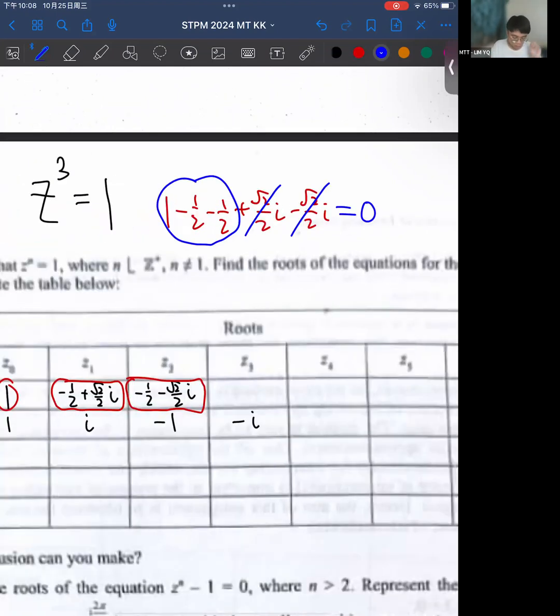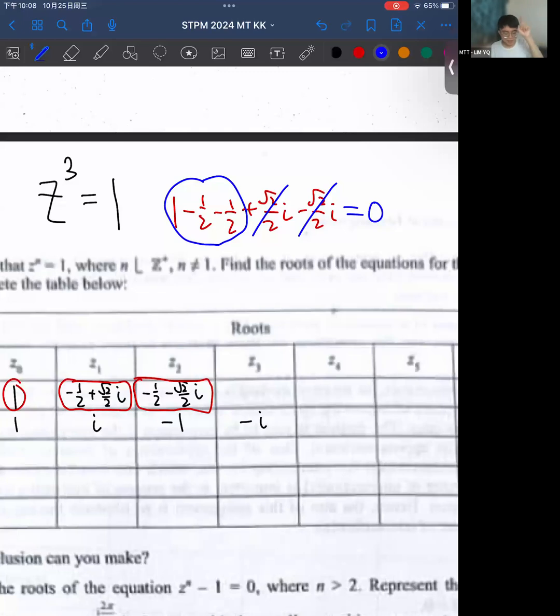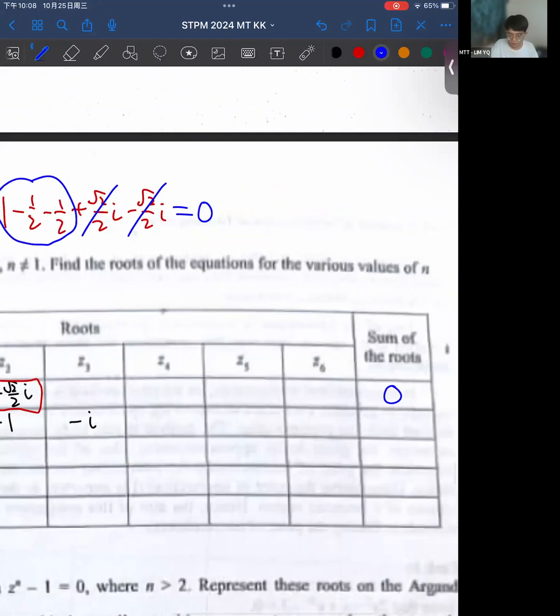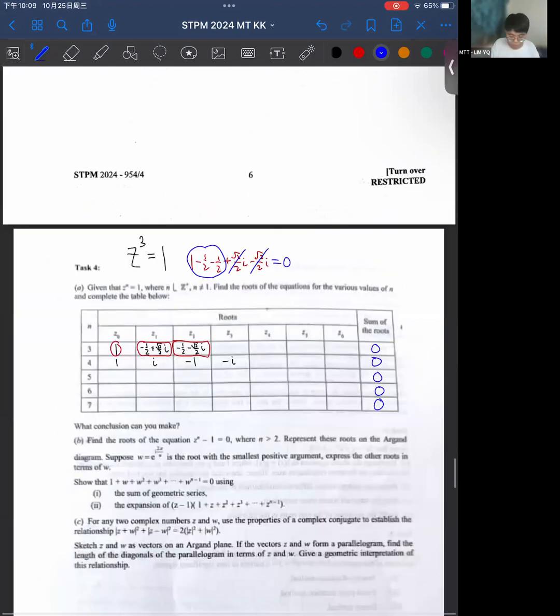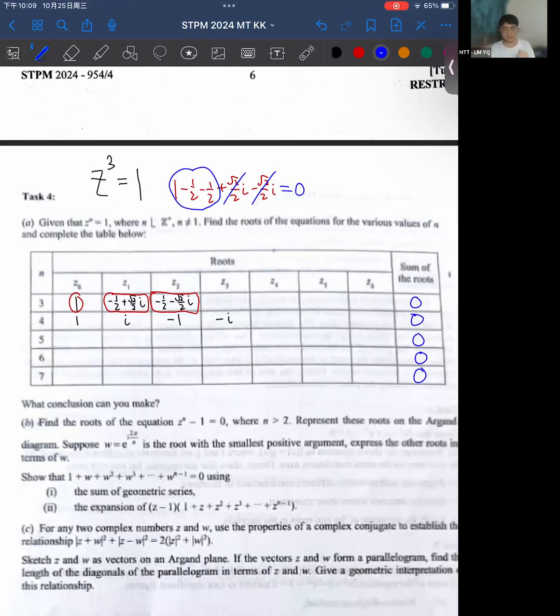Similarly, for the case of 4, 1 plus i minus 1 minus i. Cancel, cancel, all become 0 again. And you should be able to verify that the cases of 5, 6, 7 are also the same, but you need to do it by yourself. This is your coursework. Now, what conclusion can you make? It seems like whatever integer n we have, we can get the sum of the roots equal to 0.